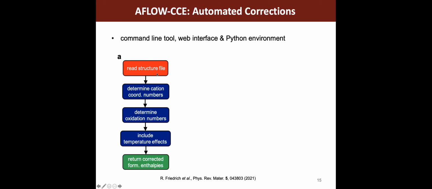As I mentioned, you first need to read the structure. So I see there's a question coming up in the chat. Why is there a big difference between CCE at SCAN and CCE at PBE for MnO on slide 12? Shouldn't it be similar? Yeah, let's go back to that one.